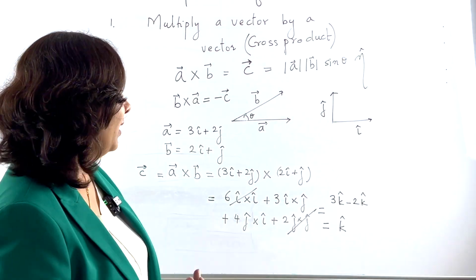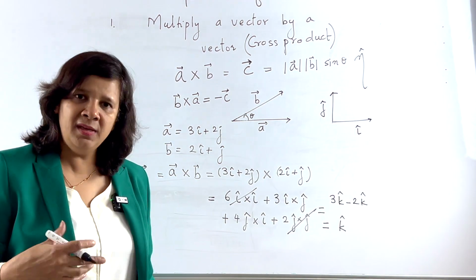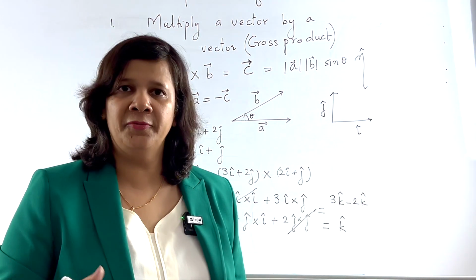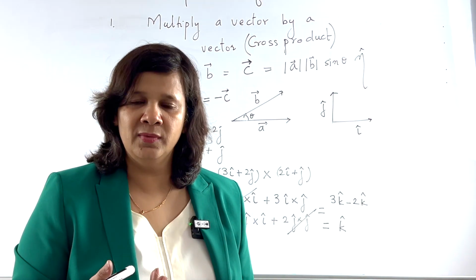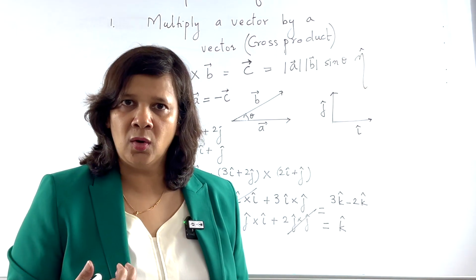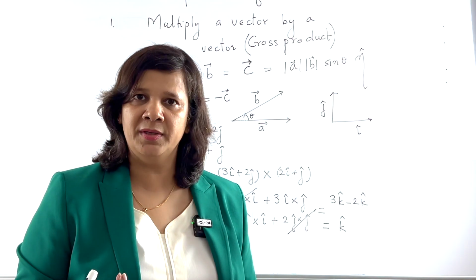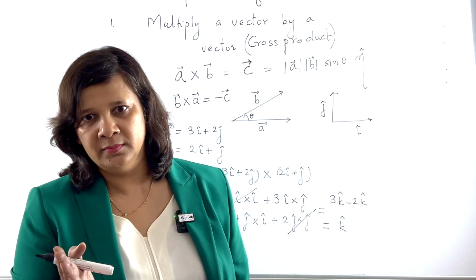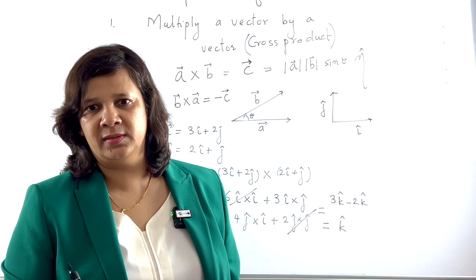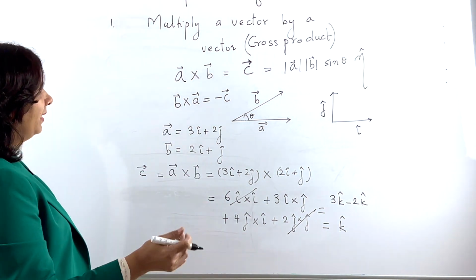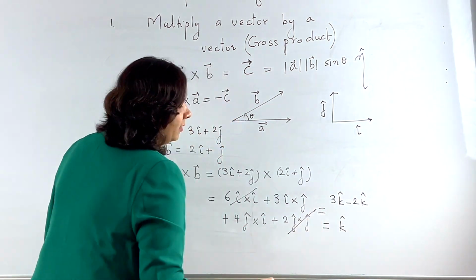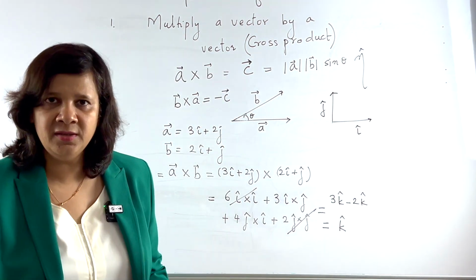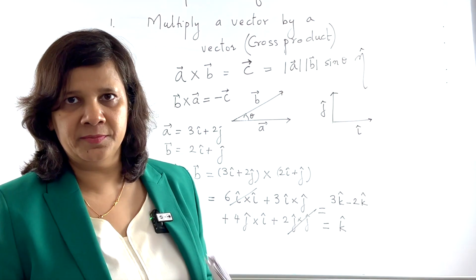In physics you will come across many quantities which are defined using a cross product. For example, torque, which you will study in rotational motion. Torque is a cross product of two quantities, r the position vector and force. Okay. Similarly, you will come across many other quantities defined using cross product, like angular momentum and torque.